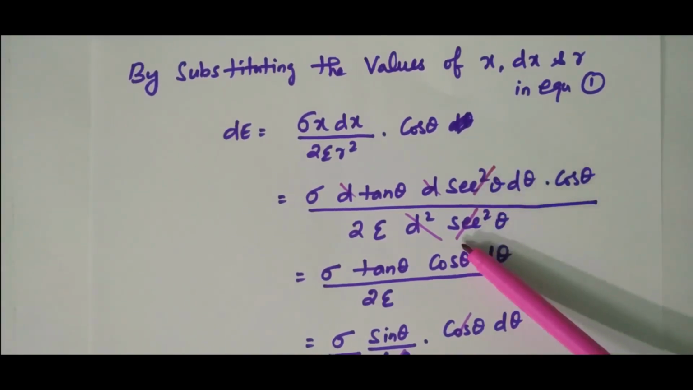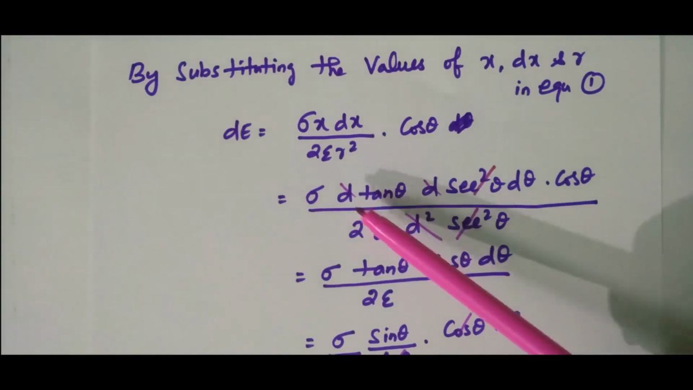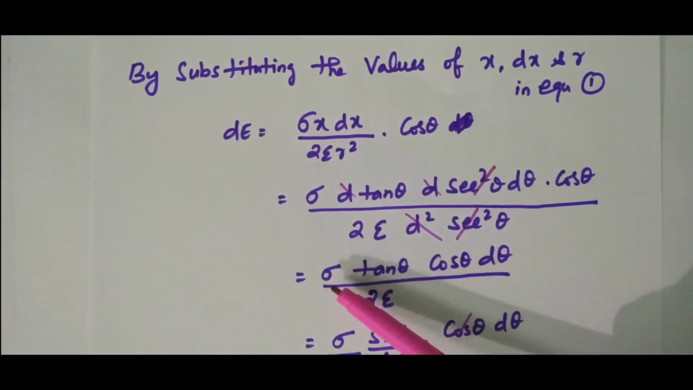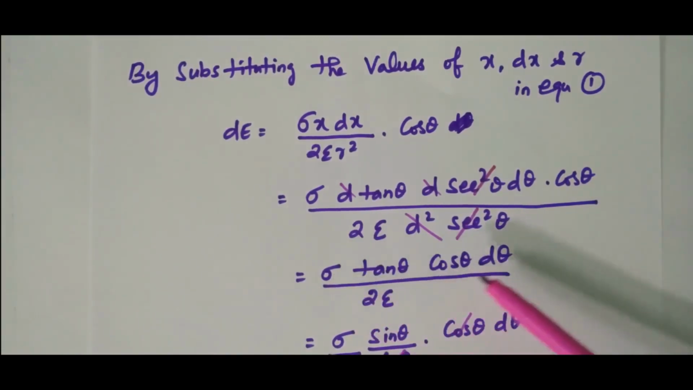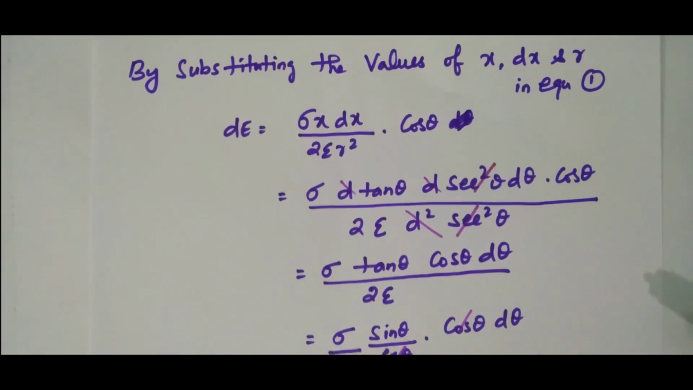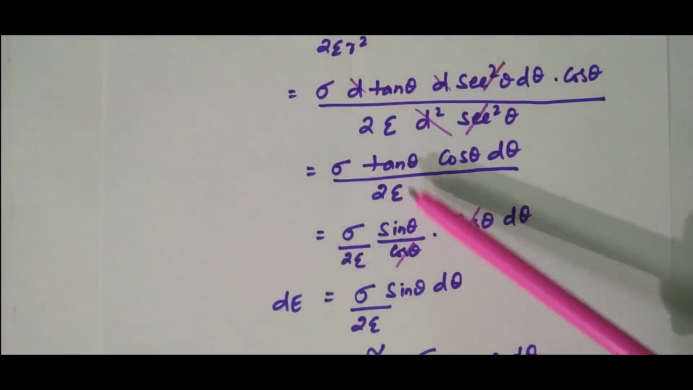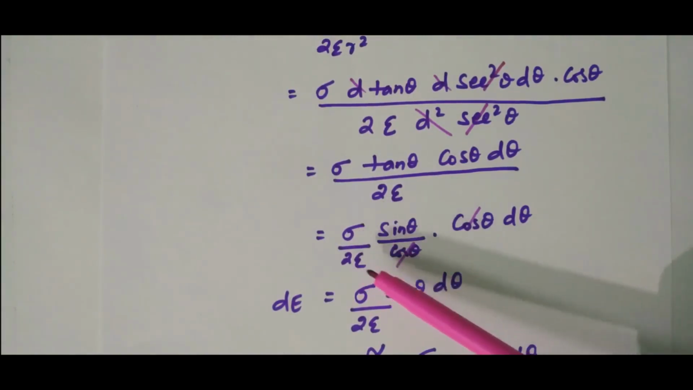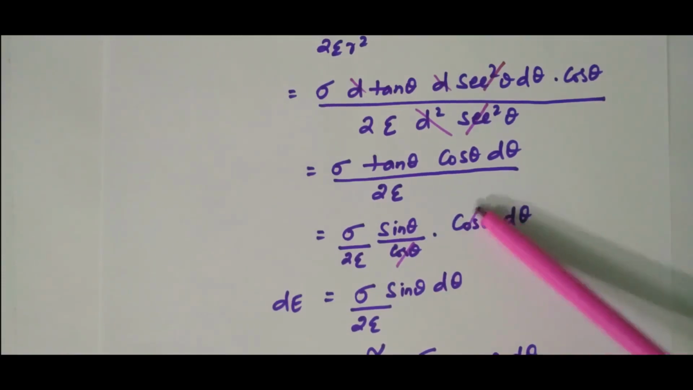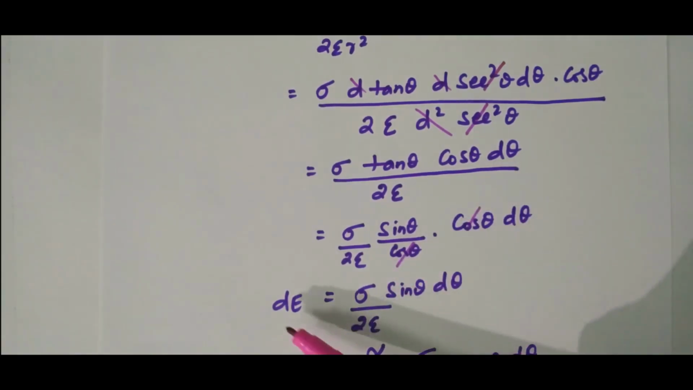The secant square got cancelled. Here d square is available, and d is available 2 times in the numerator, so d square also got cancelled. So what we have: sigma tan theta cos theta d theta divided by 2 epsilon. Tan theta can be written as sin theta by cos theta, so sigma divided by 2 epsilon into sin theta by cos theta into cos theta d theta. This cos theta got cancelled. So dE equal to sigma divided by 2 epsilon sin theta d theta.